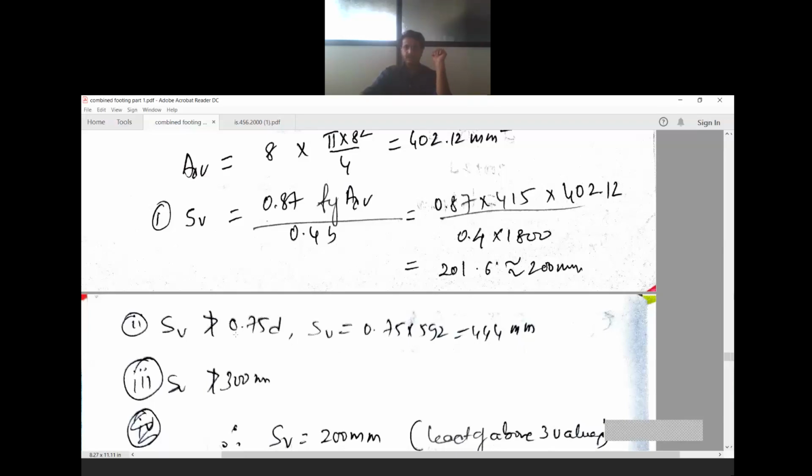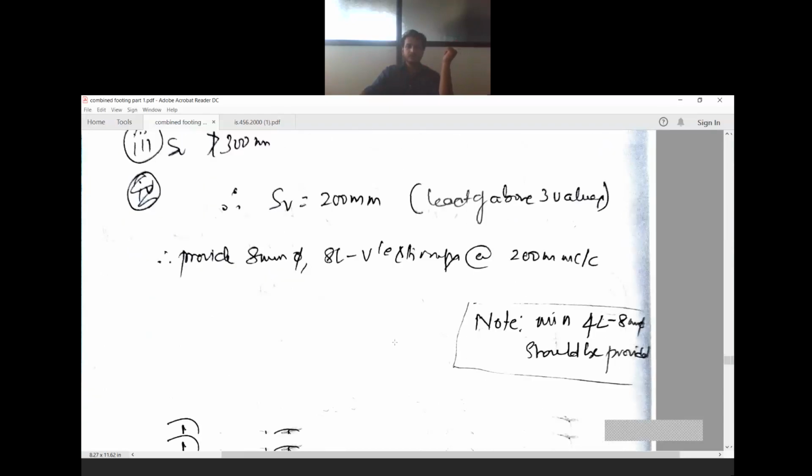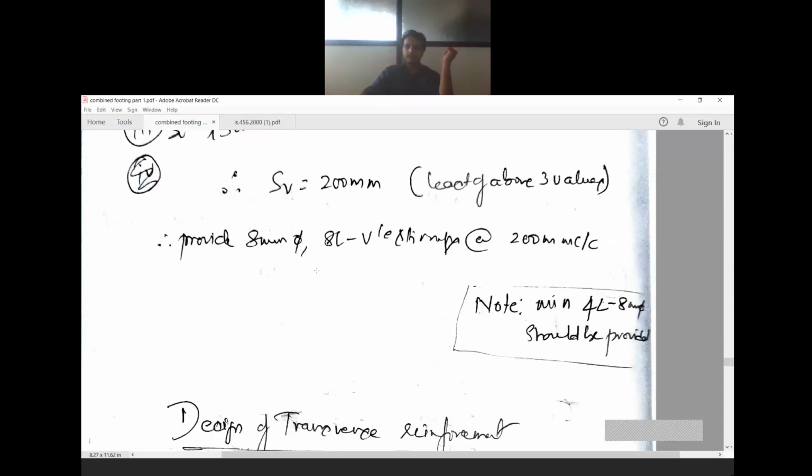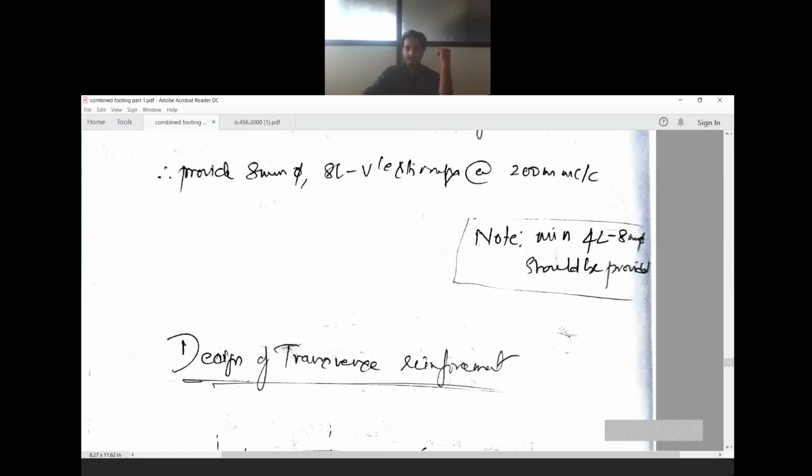It should not be greater than 0.75D, as the clause says. So 0.75D comes to 444. Here 200 is not more than that. And it should not be more than 300 mm. Again 200 mm is not more than that. So the spacing we have to consider is the least of these three values, so the spacing is 200 mm. Therefore provide 8 legs 8 mm dia vertical stirrup at 200 mm. I have written the note as well: minimum 4 leg 8 mm dia should be provided.